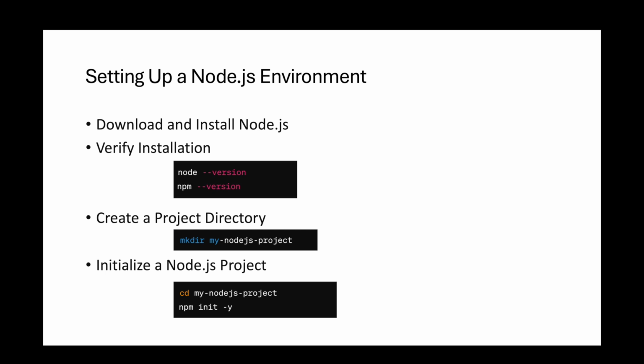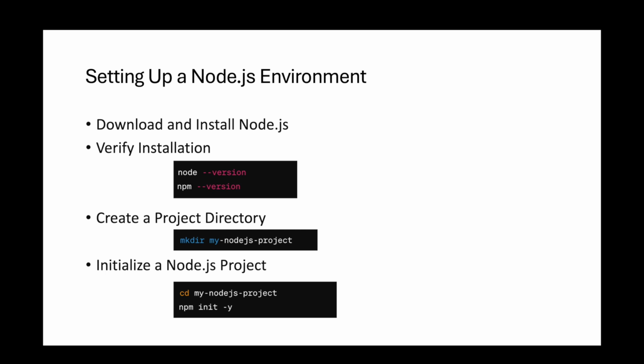Download and install Node.js. Visit the official Node.js website https://nodejs.org and download the appropriate installer for your operating system. Follow the installation instructions provided on the website to install Node.js on your system.